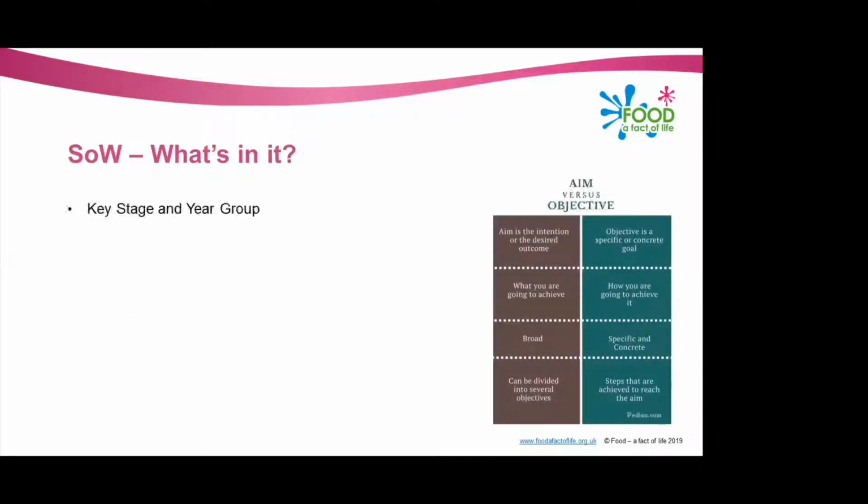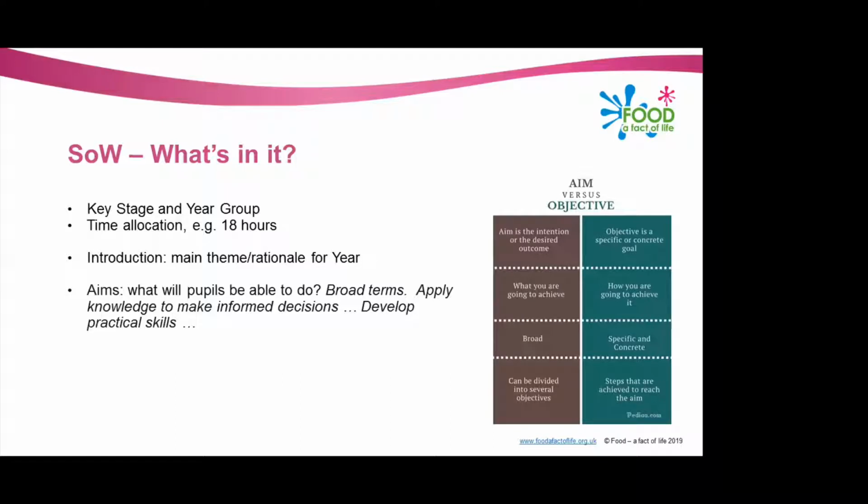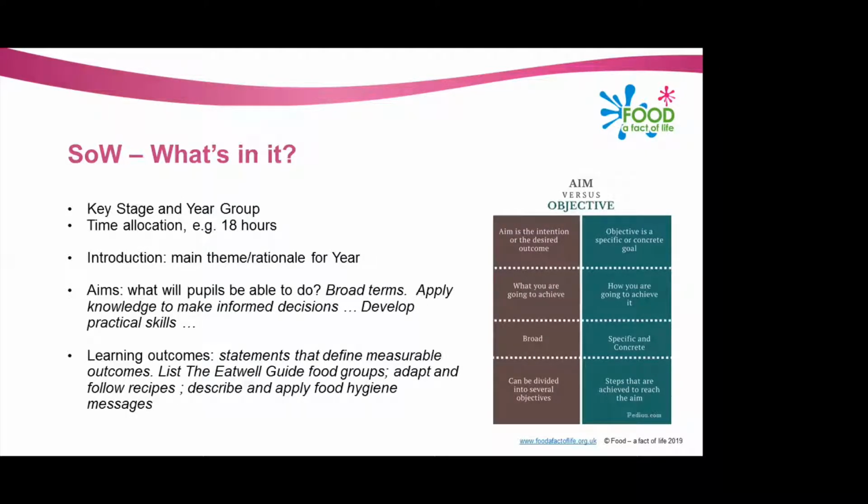So what's in it, just generally as we go through? Some top line, so a key stage, the year group, how much time you've got in a scheme of work, a bit of an introduction on the main theme or the rationale. What are you hoping to do? Very top line. And you can see here, I've put onto the right, the difference between an aim versus an objective. Because I don't know about you, when I was at teacher training college myself, writing these could be quite difficult. And then thinking about the learning outcomes and to think about what those are, measurable too.